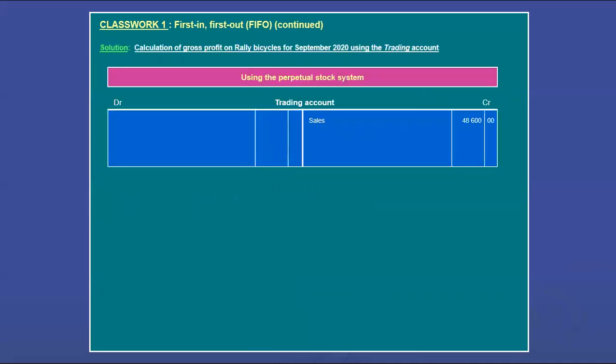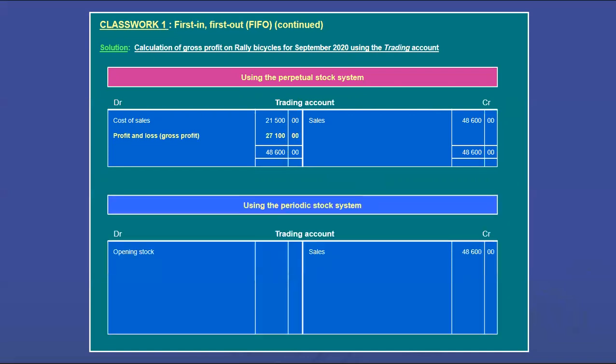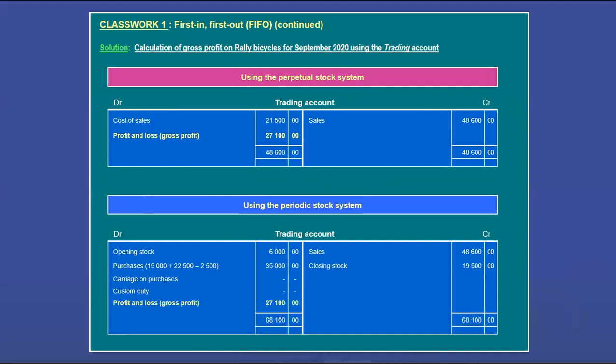Now, under perpetual, this is how you will show it because there's no opening and closing. You just show it as cost of sales. We'll simply take 48,600 minus cost of sales of 21,500. It will give you gross profit of 27,100. Under periodic, you will use this method. On the debit side, you'll have opening, purchases minus returns, and carriage on purchases. On the credit side, you will only have closing. So when you subtract, it will give you a gross profit of 27,100.